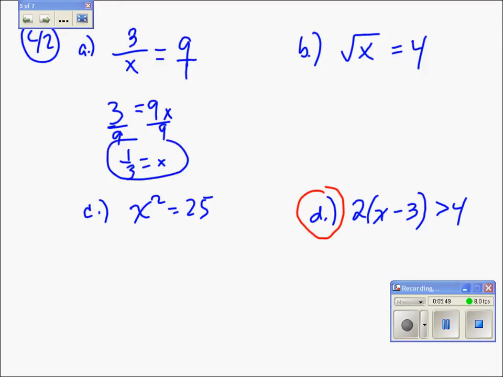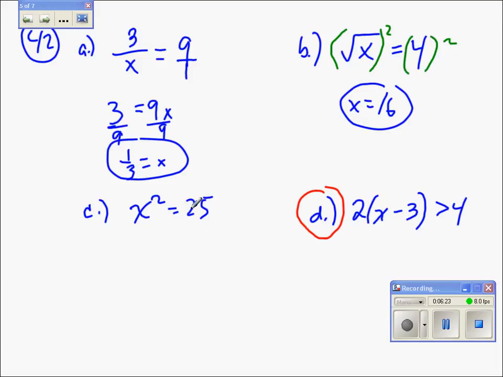1/3. Okay, part B, we're looking for the square root of some number is 4. Well, a square root is asking, I need a number times itself to give me this number under the root. So 4 times itself, oh, that's 16. So the square root of 16 would equal 4, and we get x equals 16. Another way for you to think about this is the way of undoing a root is to square it. Okay? Whatever we do to the left, we do to the right.